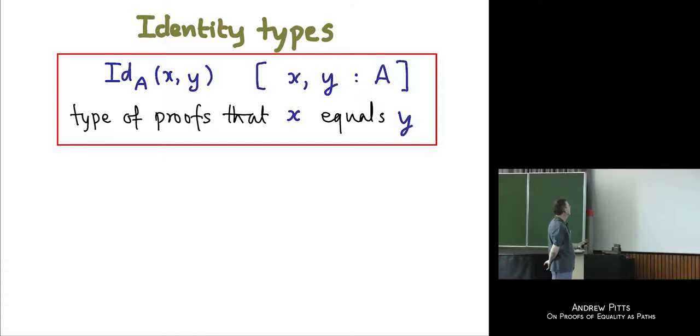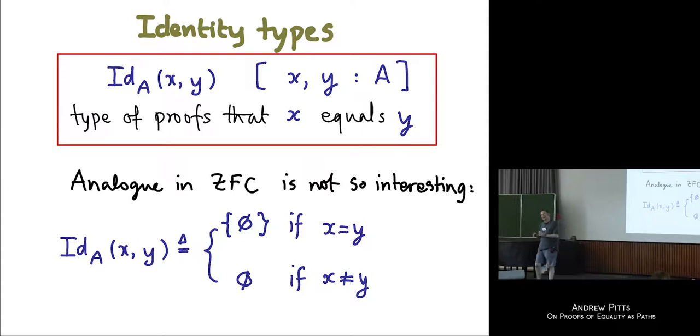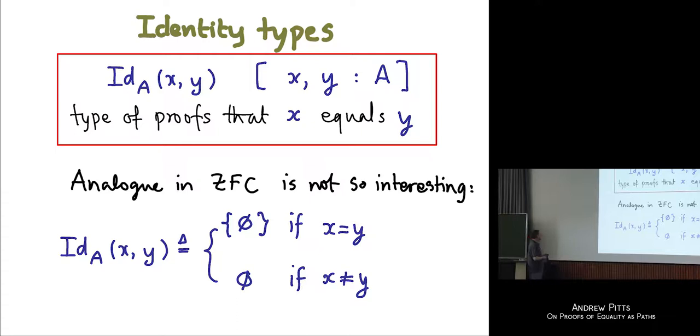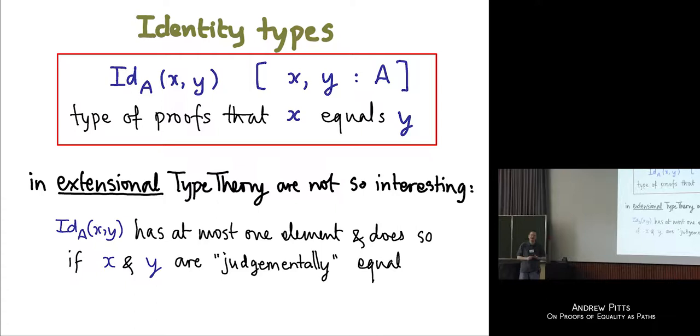So I've written here one usual notation for the type of proofs, whatever that means, that two elements of a type A are equal. And just to recap, the analog in set theory would be some sort of indicator set, which would be empty if X and Y are not equal, and a singleton if they are, so not terribly exciting, really. And in extensional Martin-Löf type theory, well, actually, I agree with Thomas Streicher in his talk that extensional type theory has had a bad press recently, and it's actually, in many ways, useful and good.